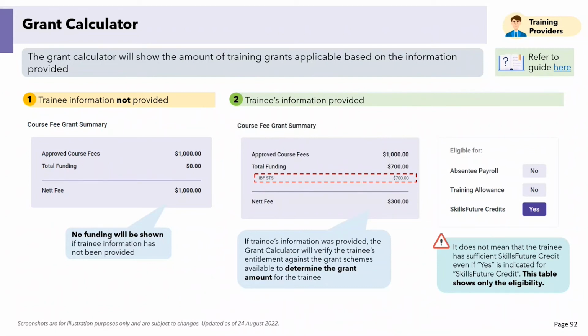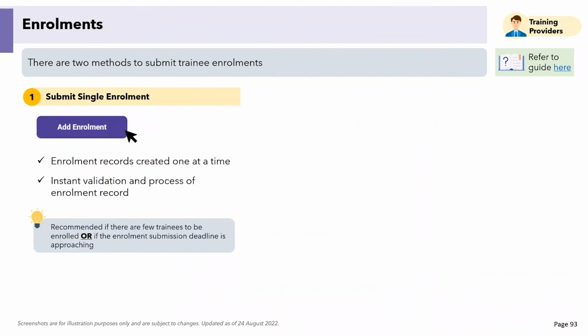And after trainees have decided to enroll for the course, the training provider can then begin the enrollment process for them. Okay, so there are two methods to submit your trainee enrollments. The first would be through single enrollment, which is adding enrollment records one at a time. This method is recommended if there are not many trainees to be enrolled, or if your enrollment submission deadline is approaching. Then this option is preferred because there's instant validation and processing for each of your enrollment records.